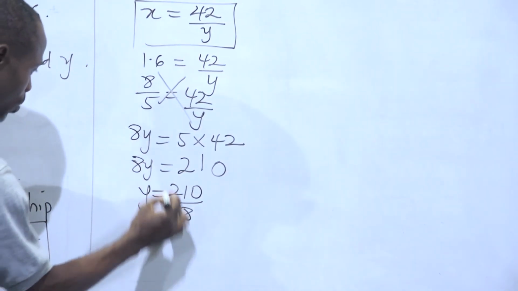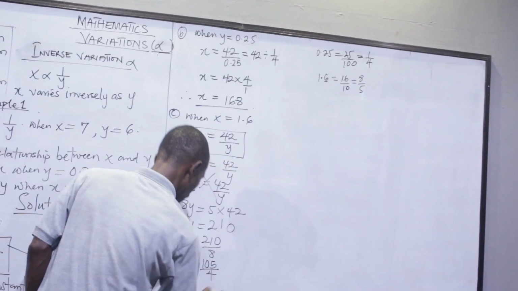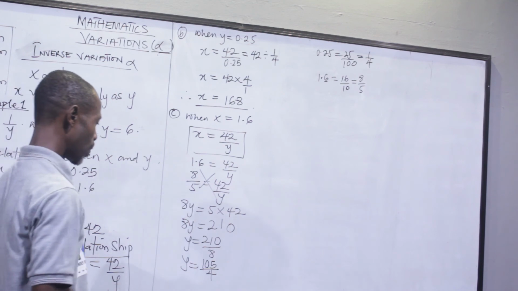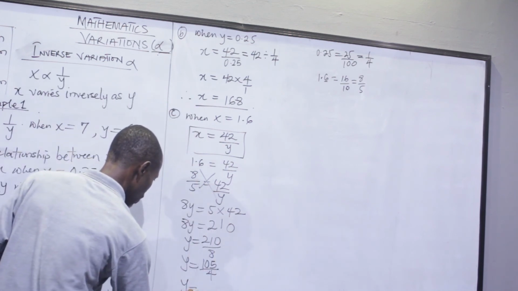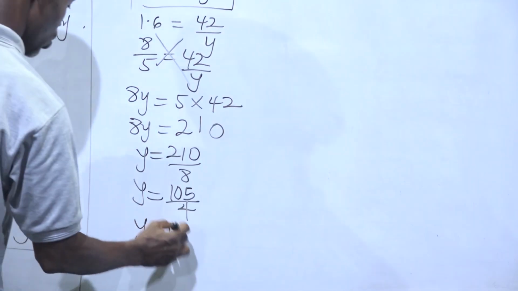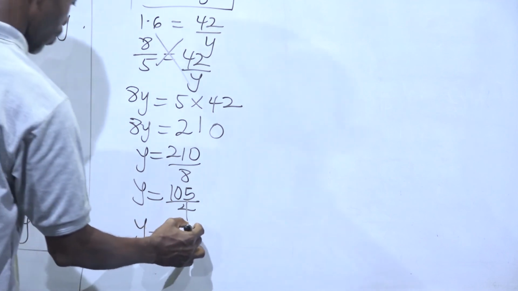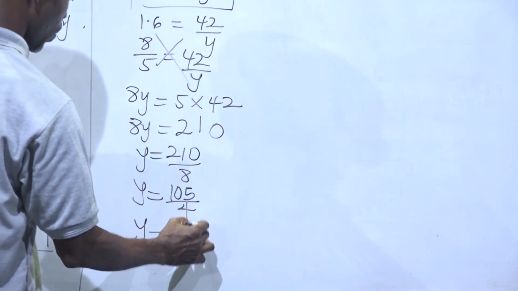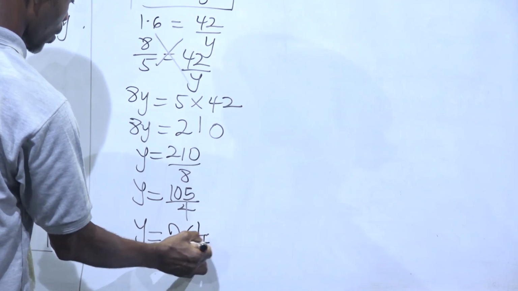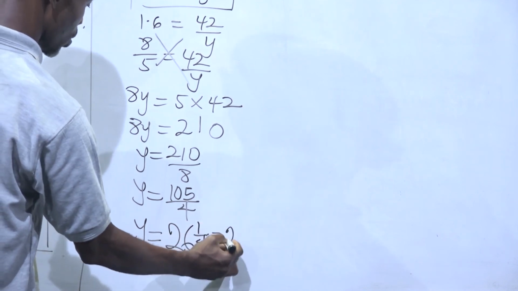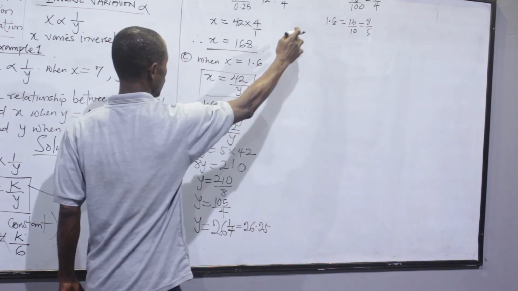So y equals 105 over 4. If you divide 105 over 4, make it an improper fraction. y will equal 26 and 1 over 4 as your answer in fraction, which you can still turn to 26.25, since 1 over 4 is 0.25.